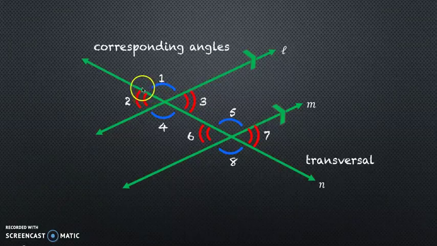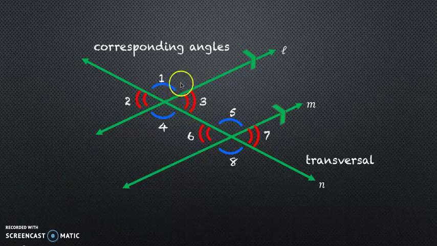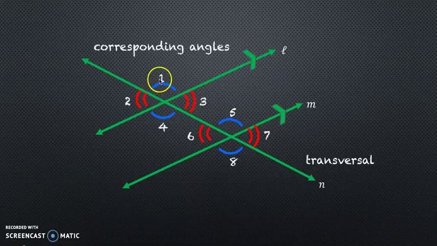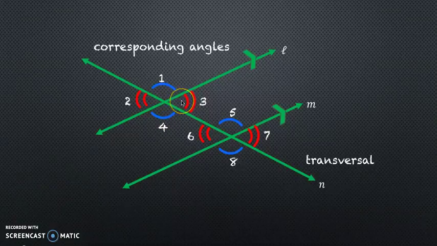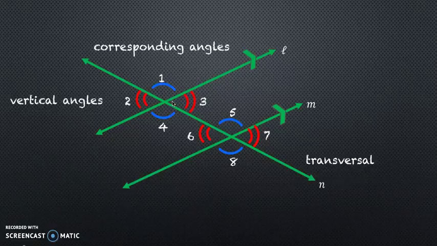Now you might have noticed that angles 2 and 3 have the same value, as do angles 6 and 7, however angles 1, 4, 5, and 8 all have different values. Now, the reason for that is because angles 2 and 3 are called vertical angles. So the vertical angles are the angles that are across from each other. So angles 2 and 3 are vertical angles, just like angles 1 and 4 are vertical angles.